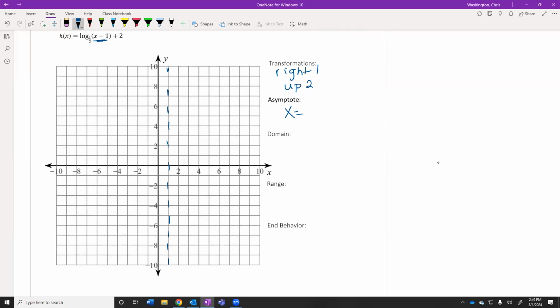What's that graph going to look like? Well, we can make another table and pick a couple points. But because it's 1/2 now, just as a rough sketch, this graph's going to look like this. It's going to go down instead of up. So let's make that a little bit more accurate and pick some points in our table.